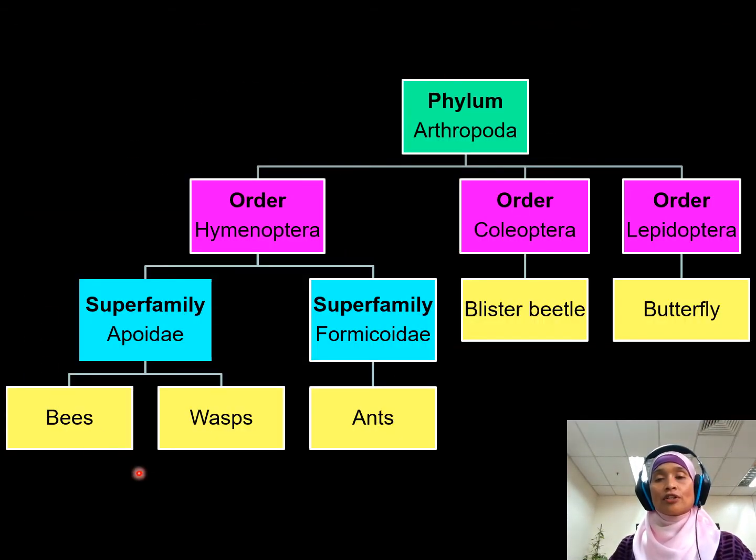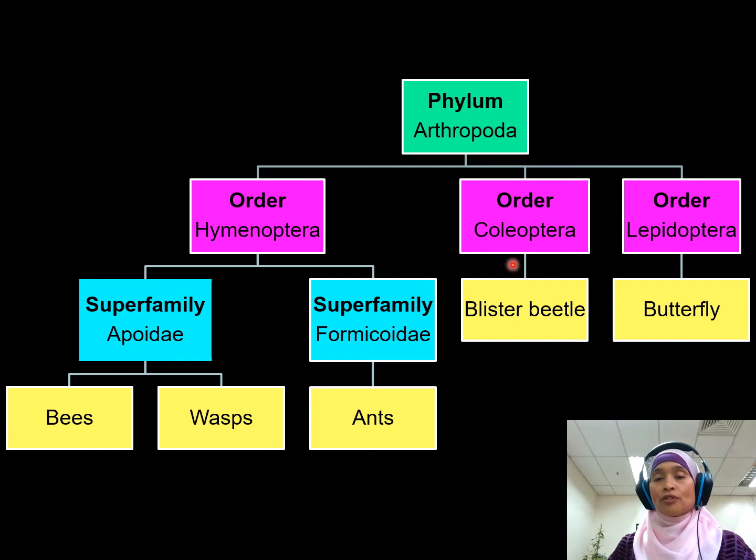This is the general taxonomy of insects that we will be talking about. The phylum is Arthropoda, which is the insect. The order is Hymenoptera, Coleoptera, and Lepidoptera. For Hymenoptera, there will be two superfamilies that we'll be talking about. The first superfamily is the Apoidea, which are the bees and the wasps. And the second superfamily would be the Formicoideae, which are the ants.